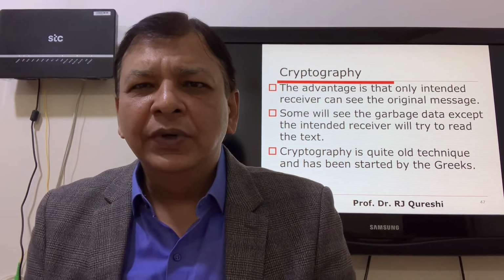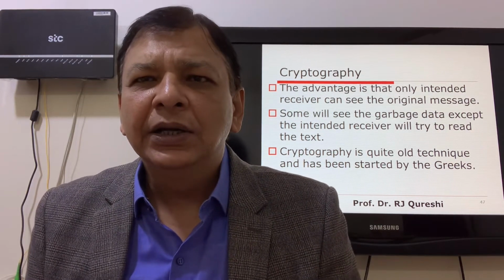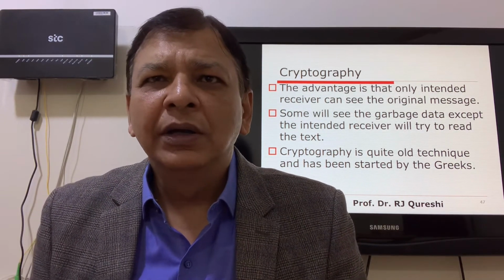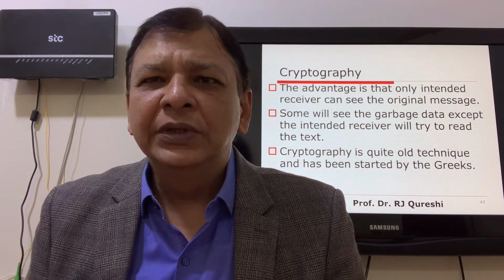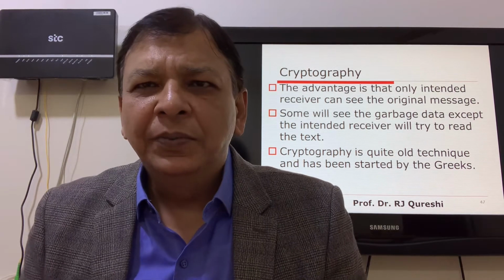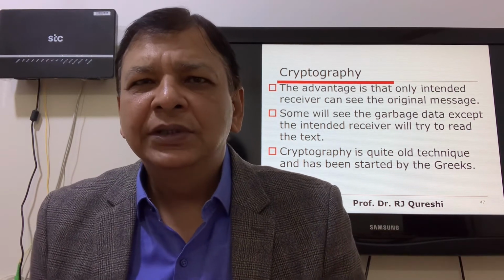If somebody tries to read the data over the network, he will see garbage, like a corrupted file in MS Word which is not readable and not understandable. It was used by the Greeks to send messages to each other.